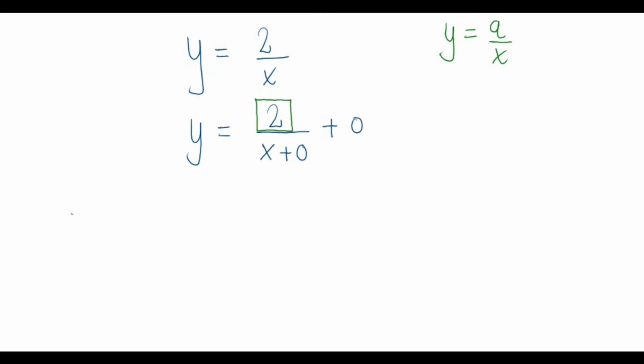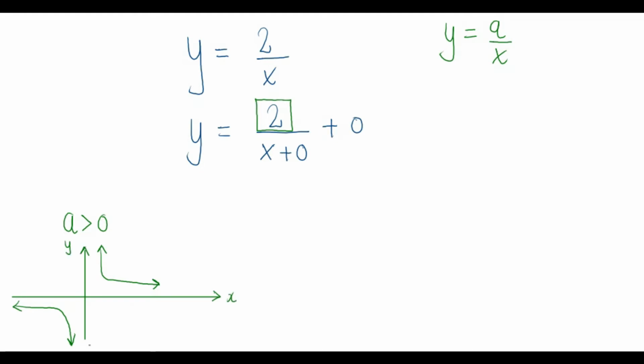The value of our a tells us about the position of a hyperbolic function on the Cartesian plane. So if your a is greater than 0, your hyperbolic function needs to be in the first quadrant and in the third quadrant. You need to remember that. That is your positive x-axis, that is your positive y-axis, that is your negative y-axis, that is your negative x-axis.